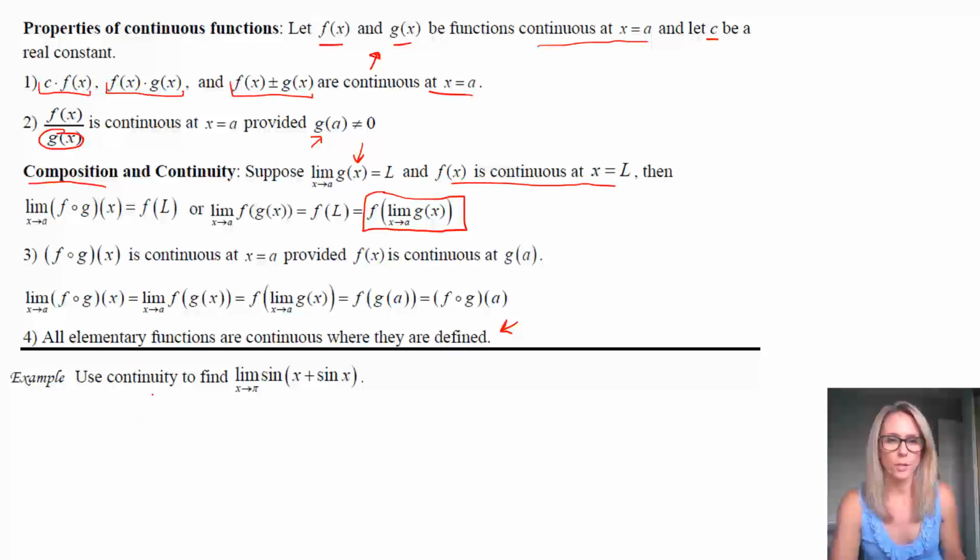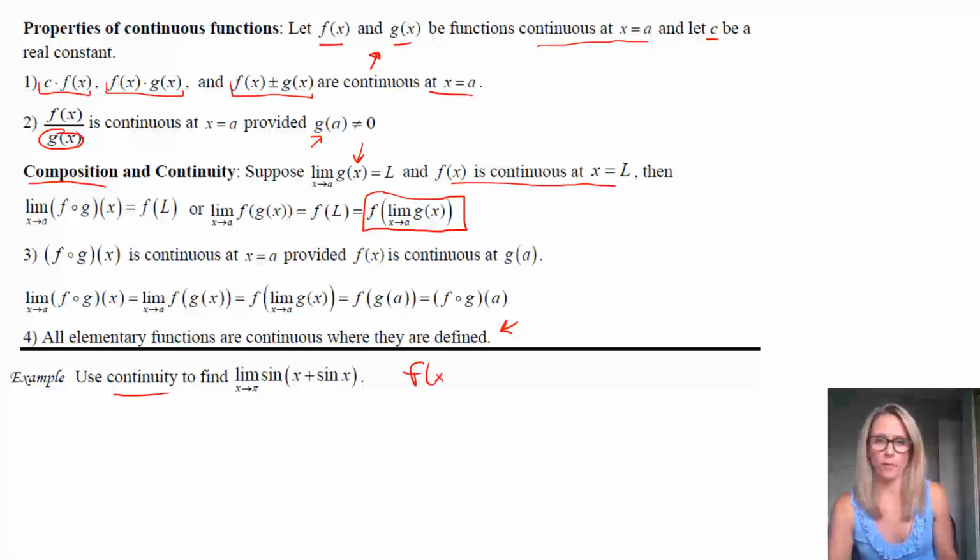So let's take a look at using continuity to find a limit. The big thing here is to consider that if you have an outer function and an inner function here, this thing we're taking a limit of, take yourself back to our composition, think about that. Inner function, well, it's the thing in parentheses. Outer function is going to be sine x, that's the one on the outside here. Okay, and then we just want to use the idea of continuity here.